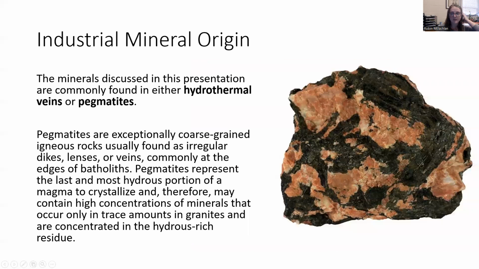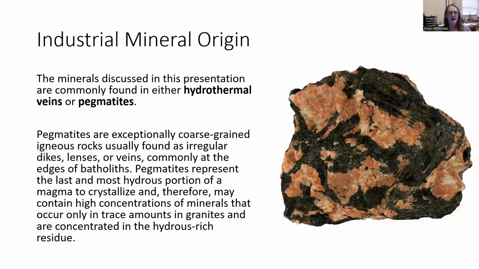Now, the second place that we often find these economic minerals is in pegmatites, and pegmatites are just exceptionally rich or exceptionally coarse-grained igneous rocks. So again, igneous processes are super important. Heat is really important here. So anytime you are able to create an igneous rock that cools so slowly that the grains are able to get very, very large, like unusually large, larger than a few centimeters, we call those pegmatites. And they're often found in dikes, lenses, veins, batholiths, things like that.